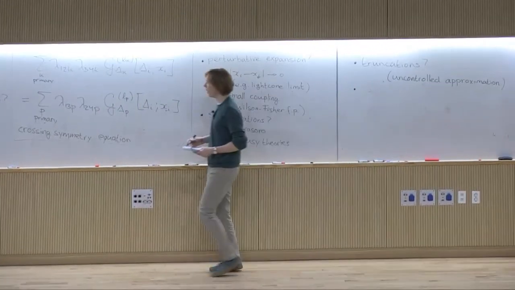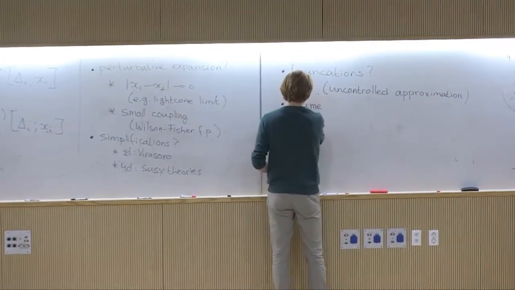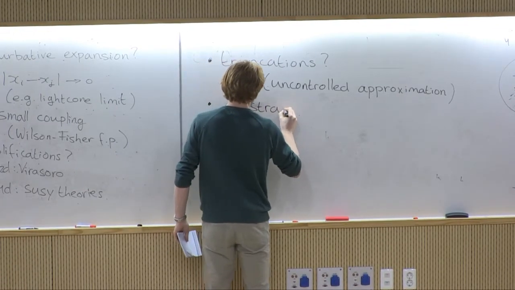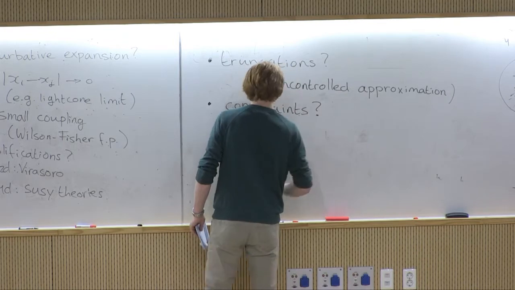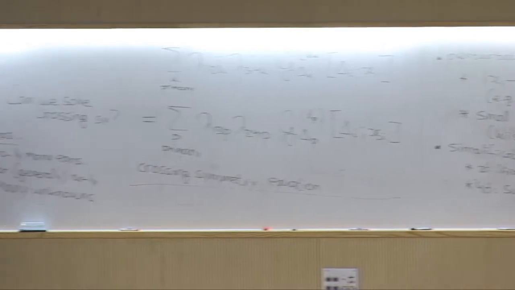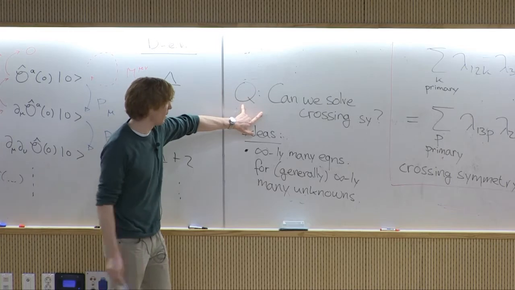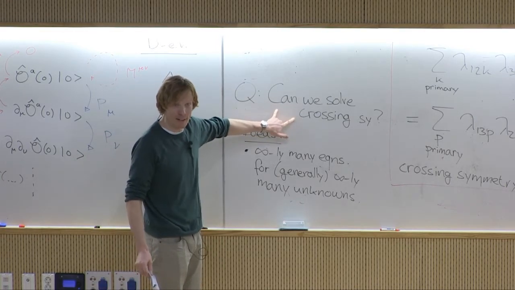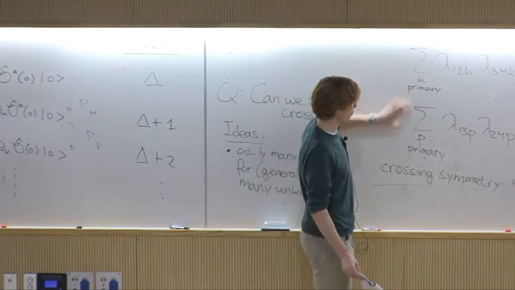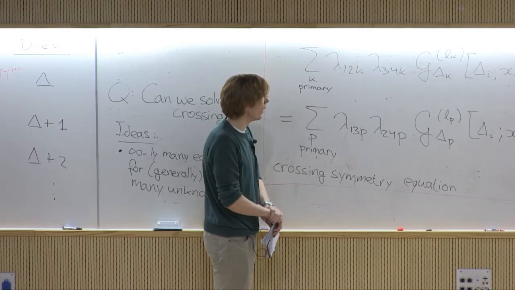And then there's one more thing which you can try to do, which is getting constraints. And this is the thing that's been the most fruitful in the past few years, which is you look at this question and you say, well, can we solve it? And maybe the answer is no, solution is hard. But what about getting constraints on the spectrum from these crossing equations? And that seems to work very well.